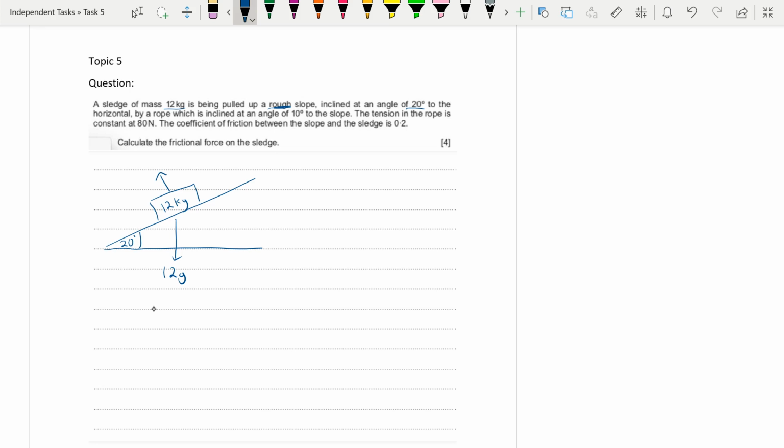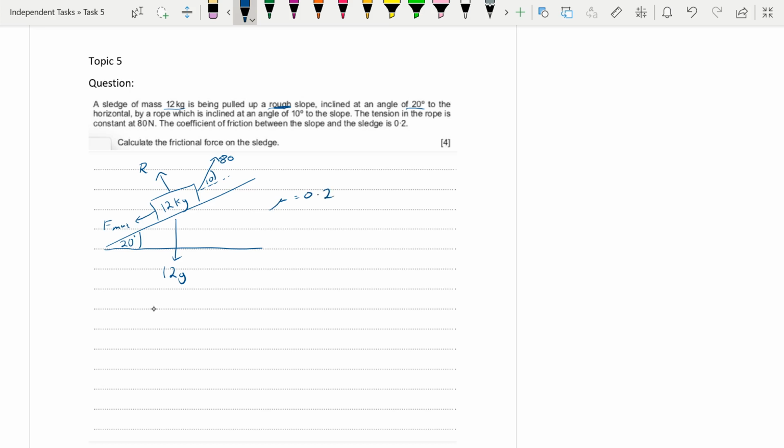I've got my normal reaction going this way. Now, it's being pulled by a rope, which is inclined at 10 degrees to the slope. So the rope is also at an angle, and it tells me the tension in the rope is 80. So this angle there is 10. Now, because it's being pulled up the slope, friction must be going down, so F max, and it tells me mu is 0.2. Calculate the frictional force.